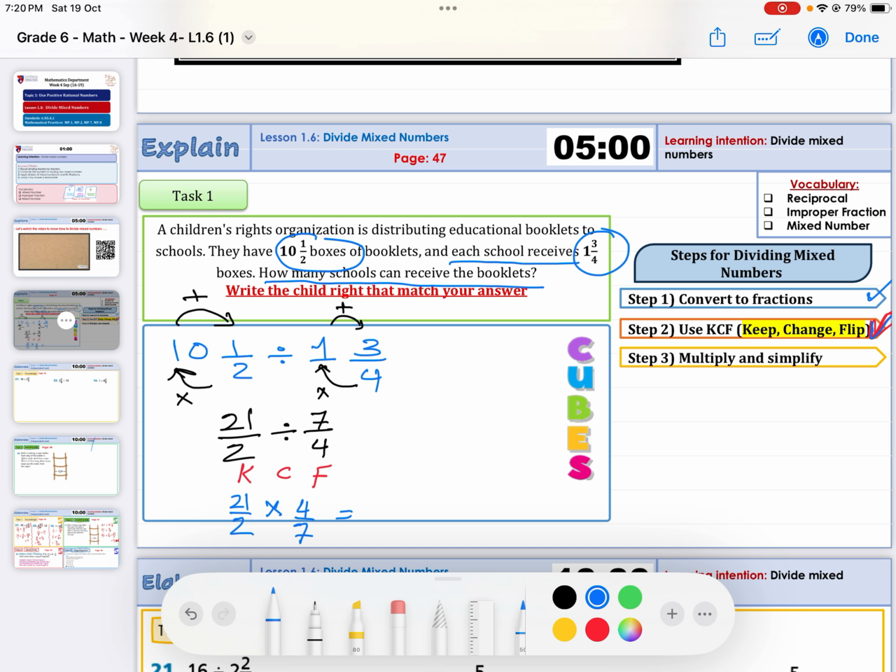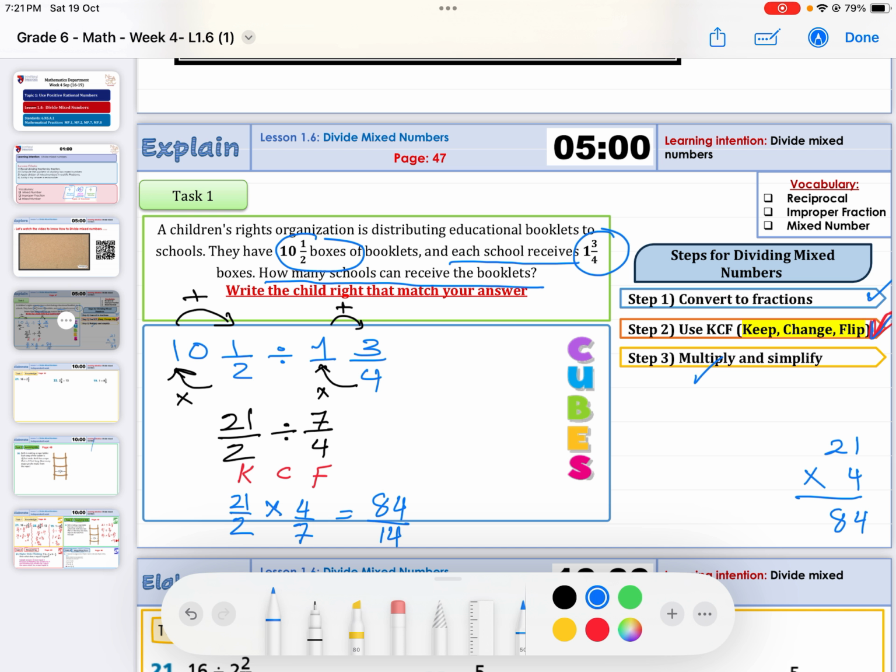Now step number 3, I'm going to multiply. We all know how to multiply two fractions. You just multiply the numerators, top times top, and then you multiply the denominators, bottom times bottom. So we have 21 times 4. We can go on the side if you don't know the answer directly. I'm just showing you how to multiply. 4 times 1, that will be 4. And then 4 times 2, that will be 8. So our product will be 84. And 2 times 7, we all know it's 14.